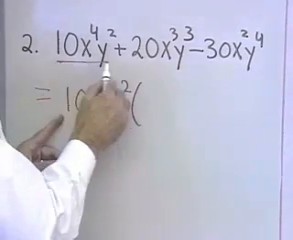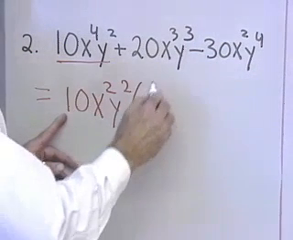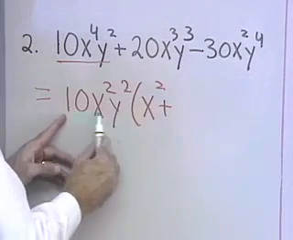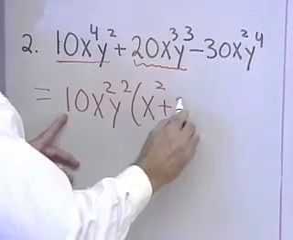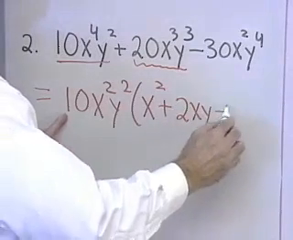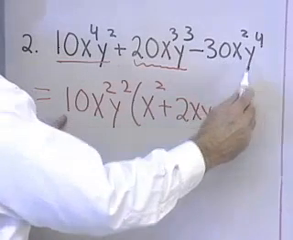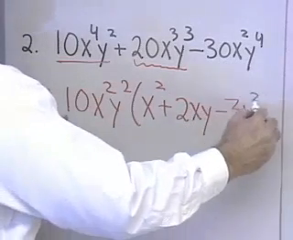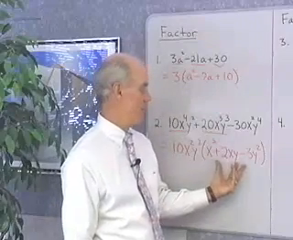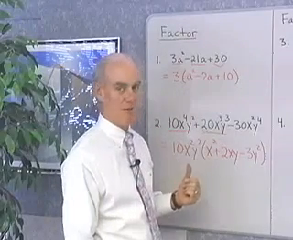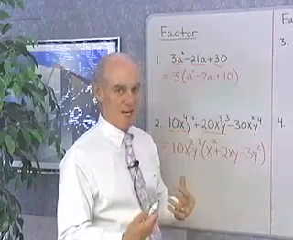What's left in the first term when I factor out 10x squared y squared is x to the second. When I factor 10x squared y squared from 20x cubed y cubed, what's left is 2xy. And when I factor 10x squared y squared from 30x squared y to the fourth, what's left is 3y squared. Now later on we'll see again how to factor this trinomial that's left right here, but for right now what we want to do is factor out the greatest common factor, which is the largest monomial that divides each term in the trinomial we're factoring it from.